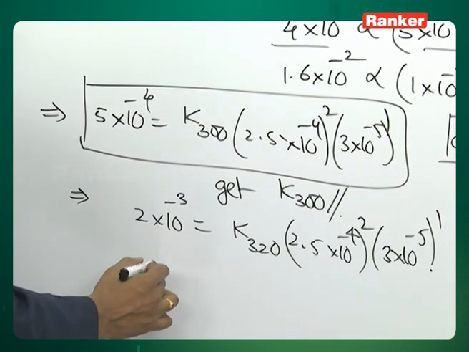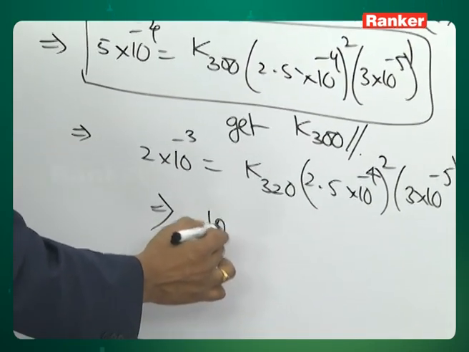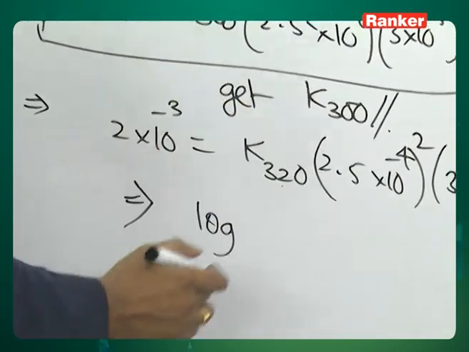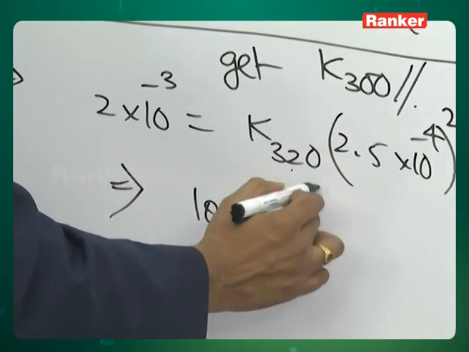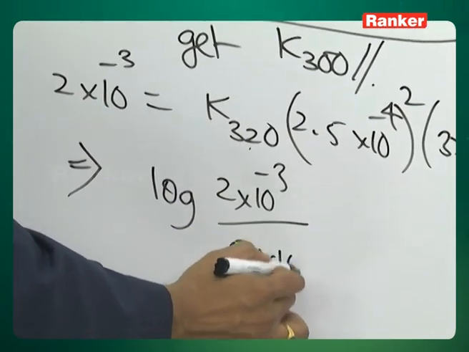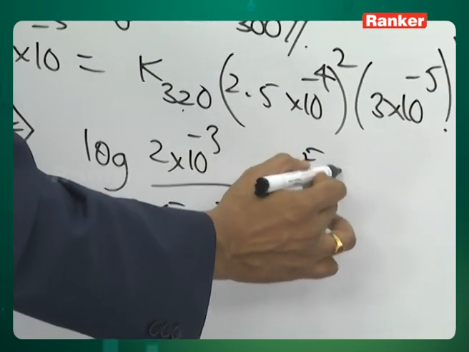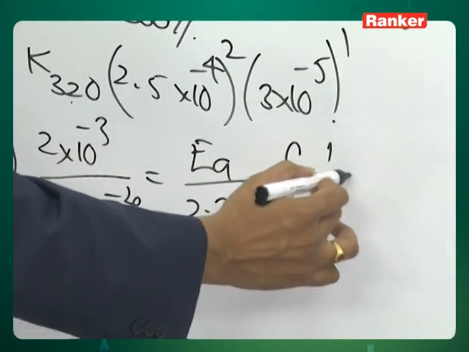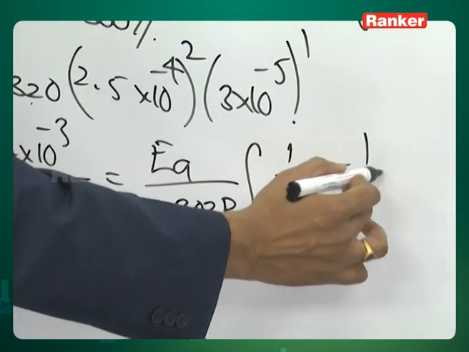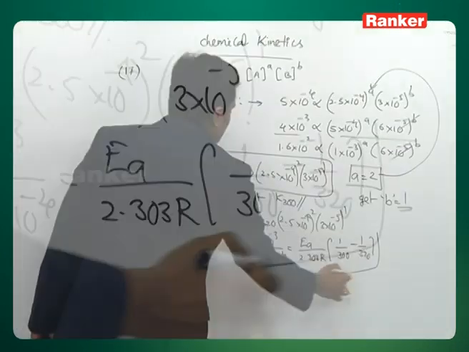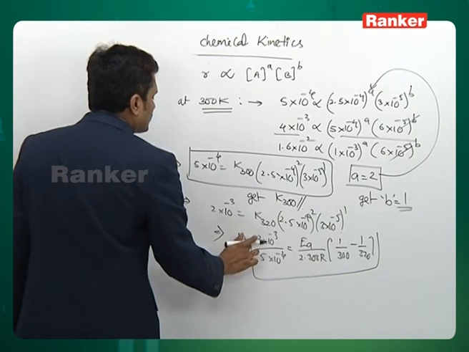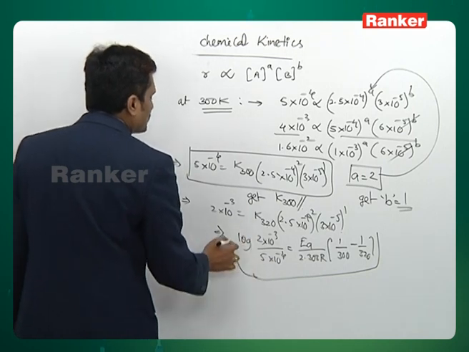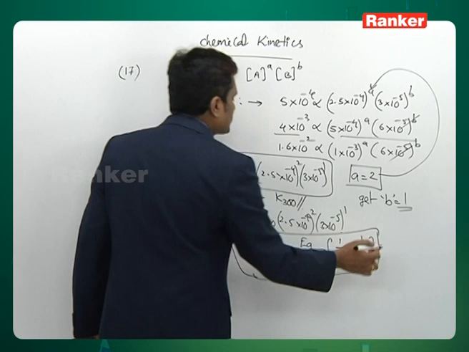Now when I substitute in the Arrhenius equation, log K320 by K300, that is 2 into 10 to the power minus 3 by 5 into 10 to the power minus 4 is equal to energy of activation upon 2.303 R into 1 by 300 minus 1 by 320. So from here I will be finding out the value of the energy of activation.